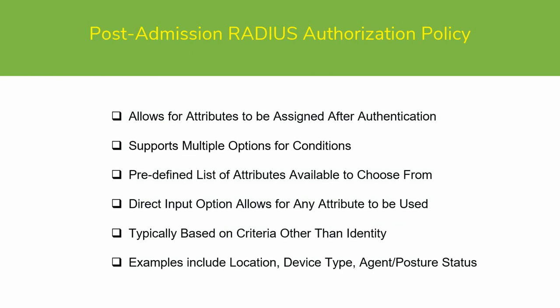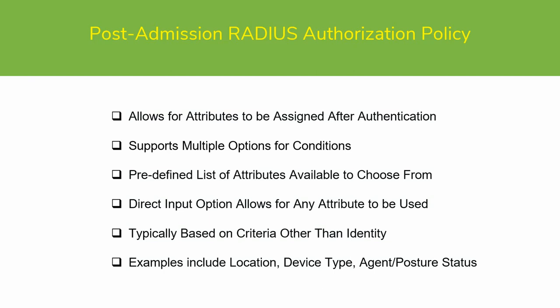Post-admission radius authorization policy. This feature allows for attributes to be assigned after authentication has completed. Like the pre-admission authorization policy, it supports multiple options for conditions, contains a predefined list of attributes available to choose from, has a direct input option that allows you to use any attribute.